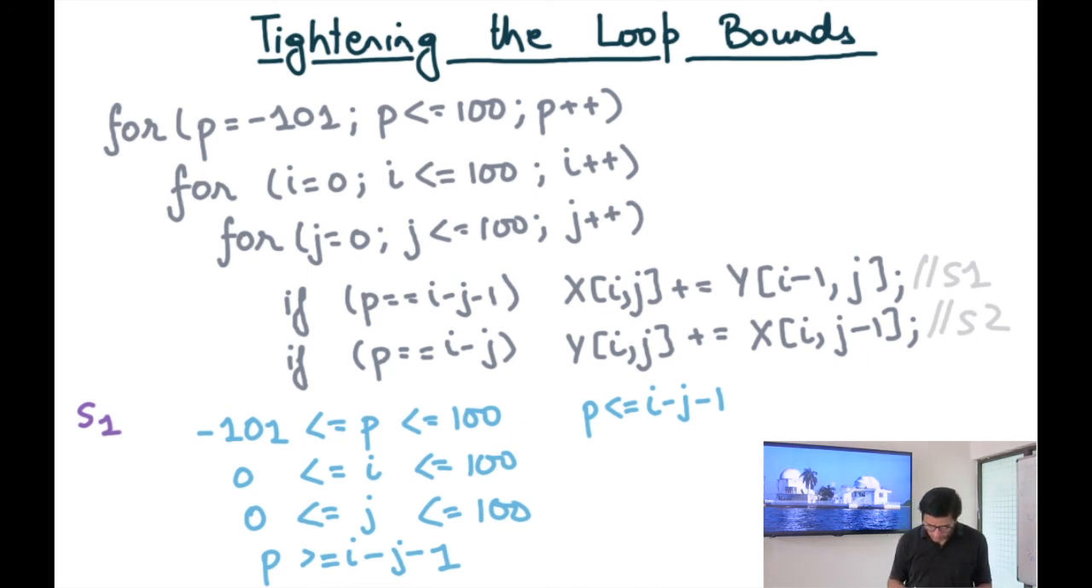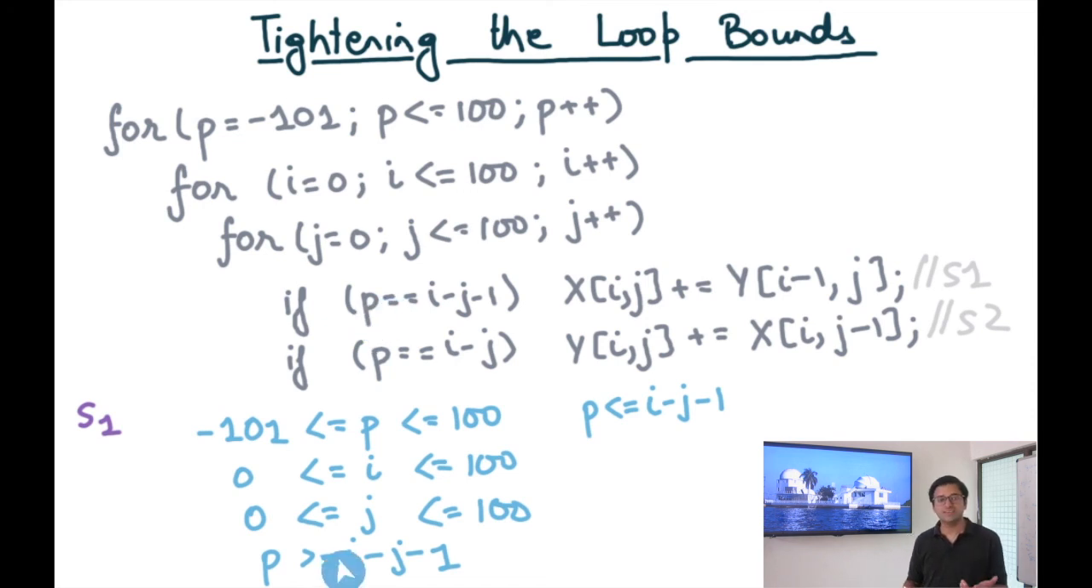And so when I look for S1, this is the iteration space. I say, P is between -101 and 100. That's coming from the outer loop. I is between 0 and 100. J is between 0 and 100. P equals I minus J minus 1. Notice that for S1, only those iterations will be executed when P equals I minus J minus 1. That was our mapping function, that's the predicate in our generated code.